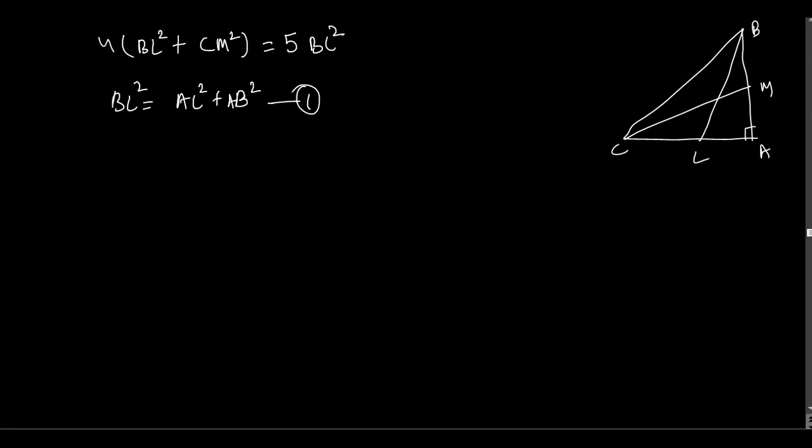Sir, which two triangles should we take? BCM and BCL? Yes. First we have taken BLA, the first right angle triangle. Now take MCA. In triangle MCA, this will be the hypotenuse, so you can write CM square is equal to AC square plus AM square. This is our second equation.